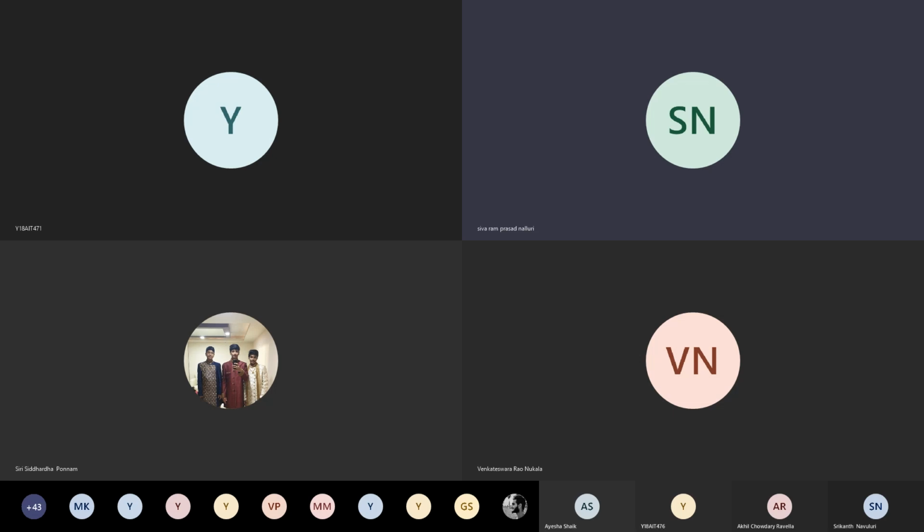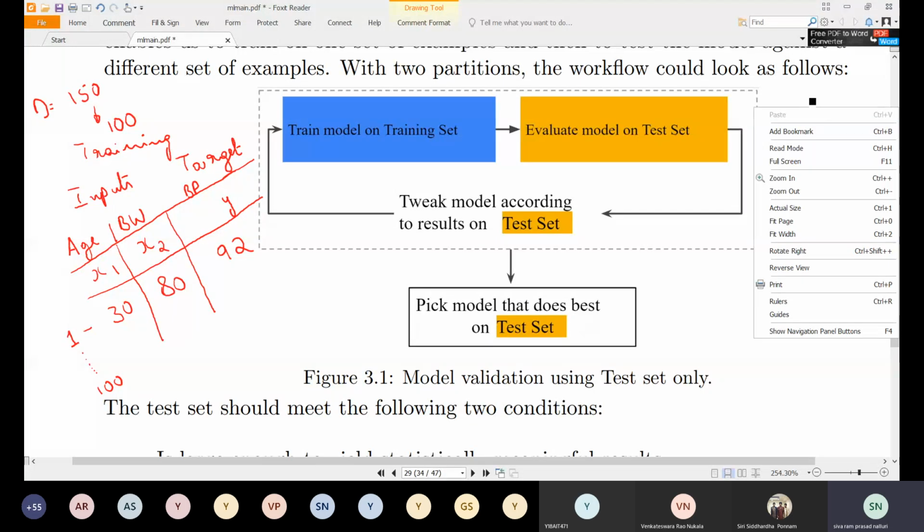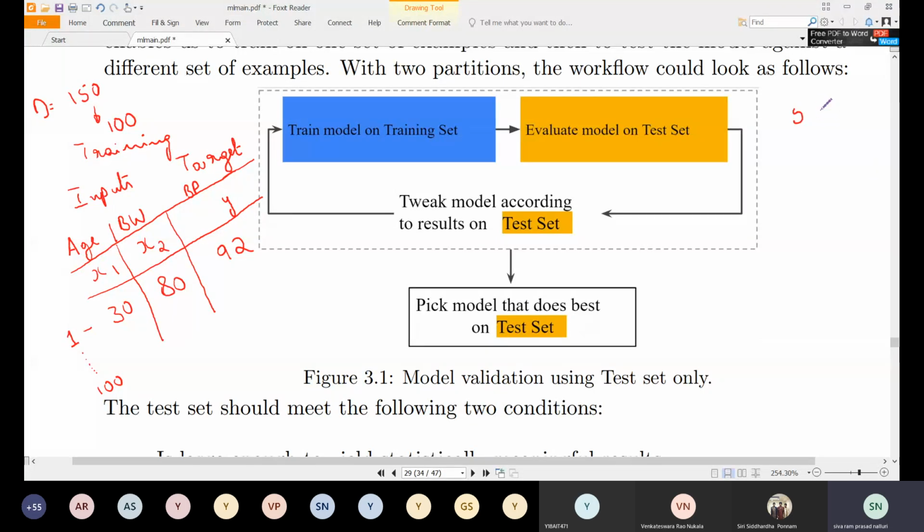We reserved 100 examples for training purposes, and the remaining 50 examples are reserved for testing purposes. Okay, this is a separate set. This 50 is not used during training, so this 50 is meant only for testing.